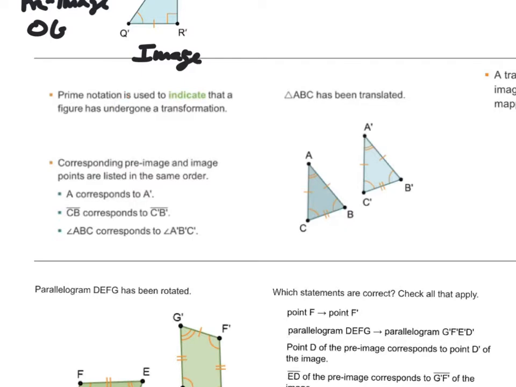So prime notation is used to indicate that a figure has undergone a transformation. When it says prime notation, what they mean is, let's say you have point A, okay? And this is on the pre-image. Remember, that means the OG, and then you have your image after it's been translated. So from A, instead of calling it a brand new letter, we use this notation to say here is the image, A prime. So A to A prime is this prime notation, and this arrow indicates a translation.